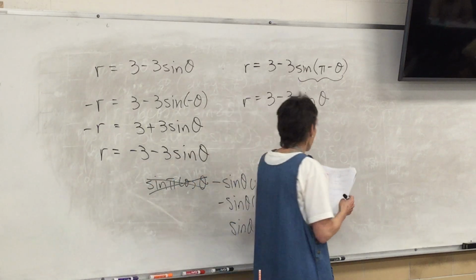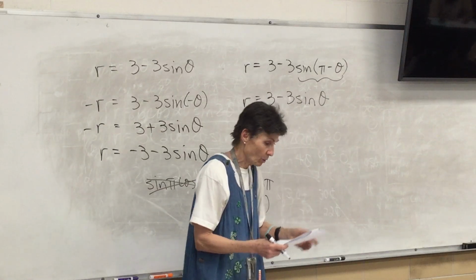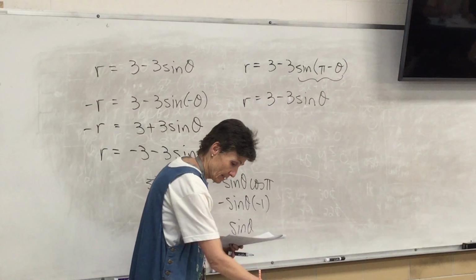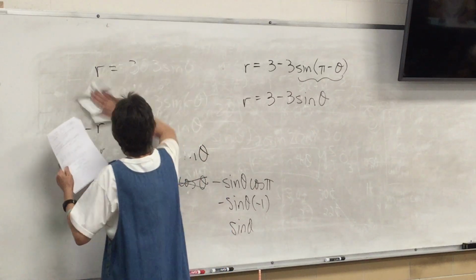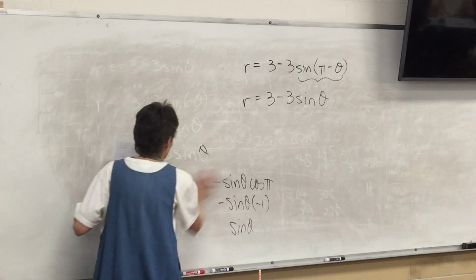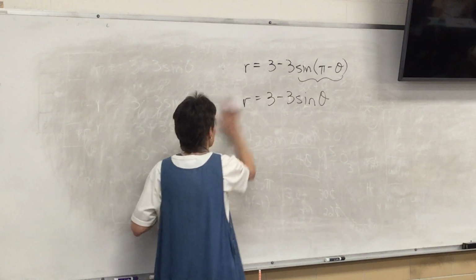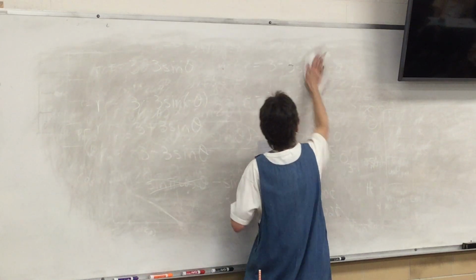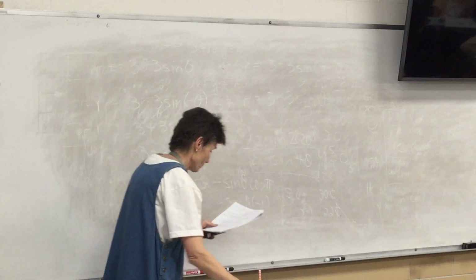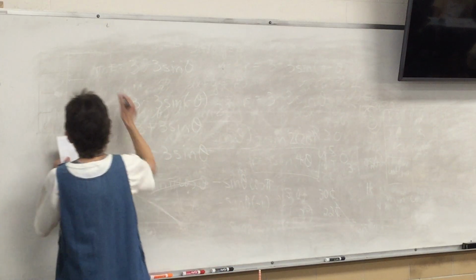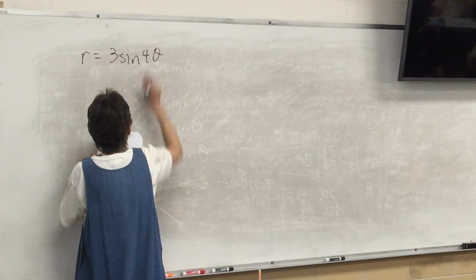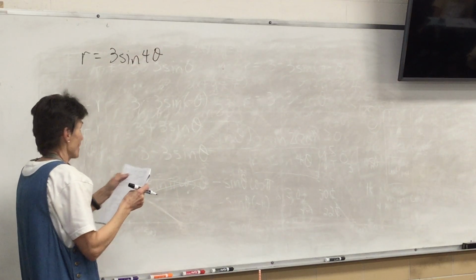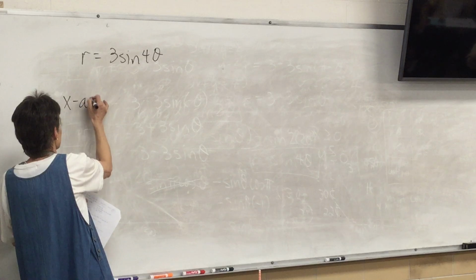All right, so now we're gonna do another one, and we're gonna test for all three. Okay, so let's see if we can get through this, because we have one more thing to do. We can get through this real quick. What's our equation? R equals 3 sine 4 theta. All right, so let's do x-axis first.